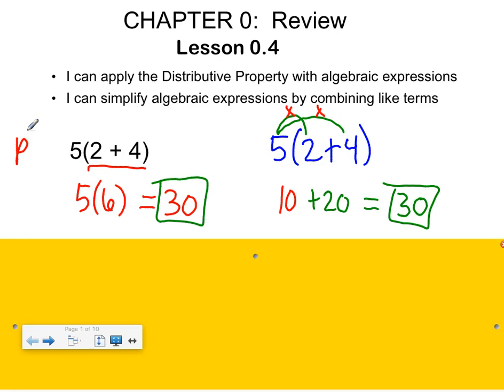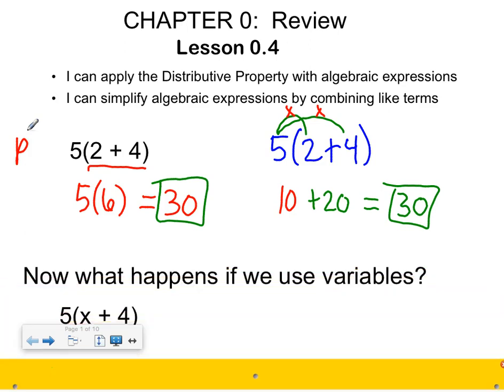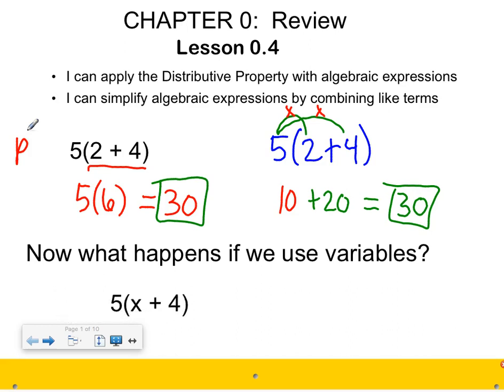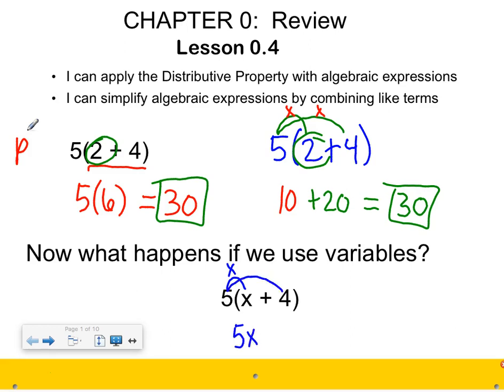So that's kind of our little segue into our lesson today. Because now what happens if we have a variable here instead of a number like we had in these two examples? The process is the same, we just won't always get a number. Again, you're just going to distribute. So I'm going to take this 5 and multiply. What's 5 times x? Well, that's 5x. And then 5 times 4 would be 20. And that's our answer. What we just did is called the distributive property.